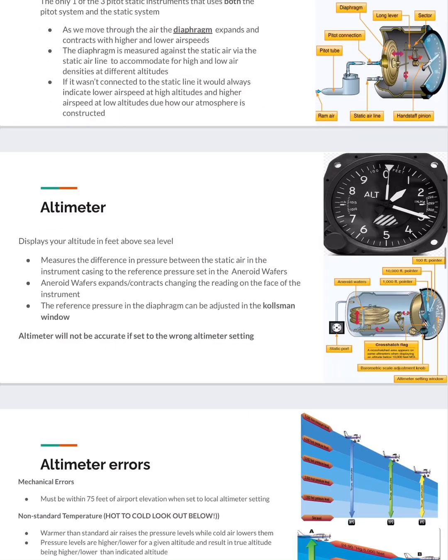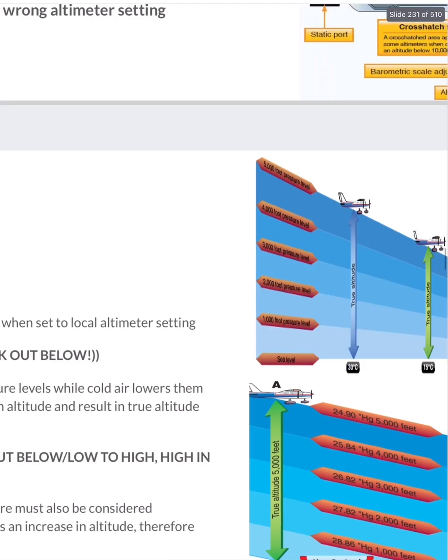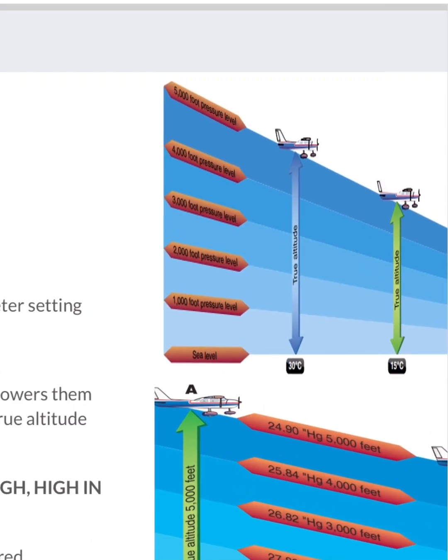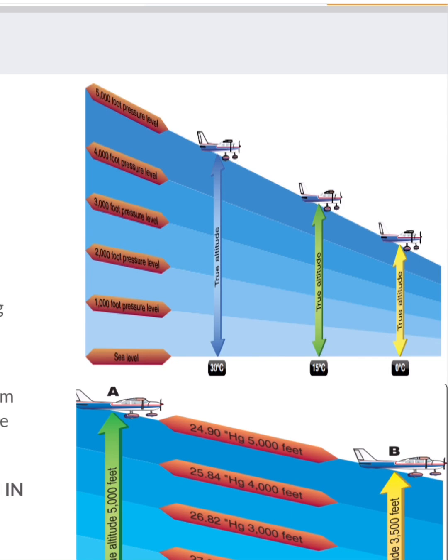And a big one here is the errors associated with the altimeter as well. So we have 2 different types of errors. We have non-standard temperature and non-standard pressure. So from hot to cold, look out below. You'll hear that a lot. If we're going from an area of really high temperatures, the pressure levels for a given day are higher in the atmosphere than they usually would be. If we don't change the altimeter setting and we're going to an area of colder air, these pressure levels are going to be lower than actual. So that's going to put us very dangerously close to the ground if we do not get an updated altimeter setting. So make sure we're doing that.